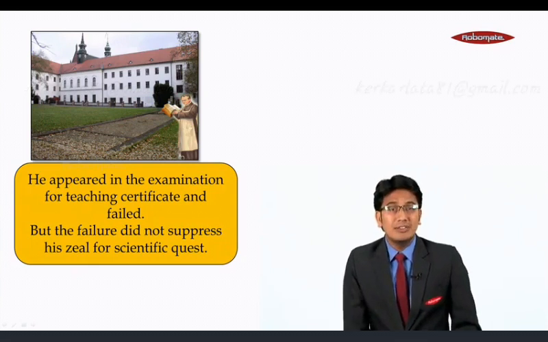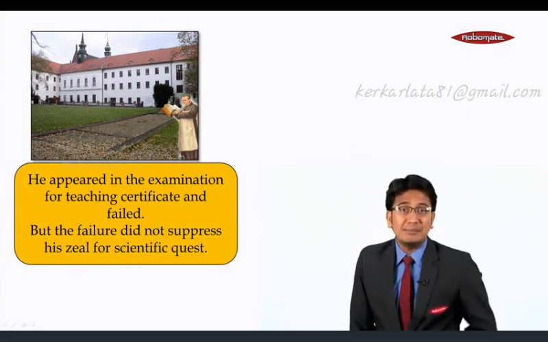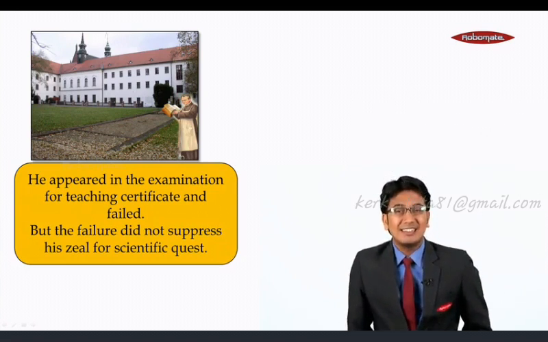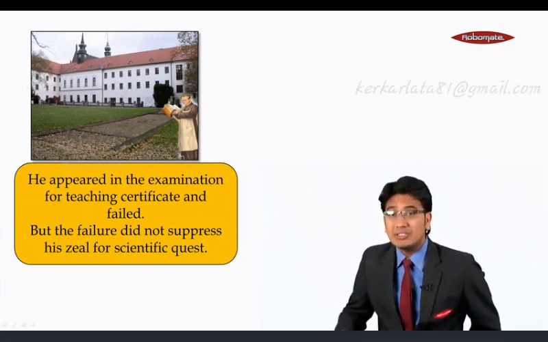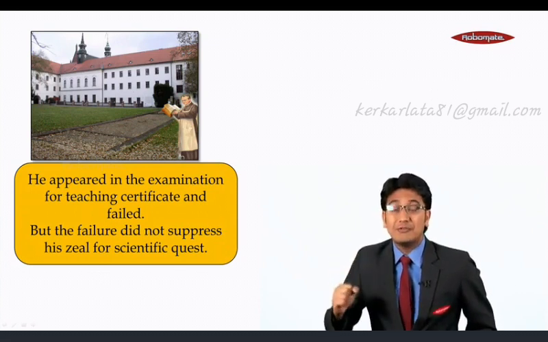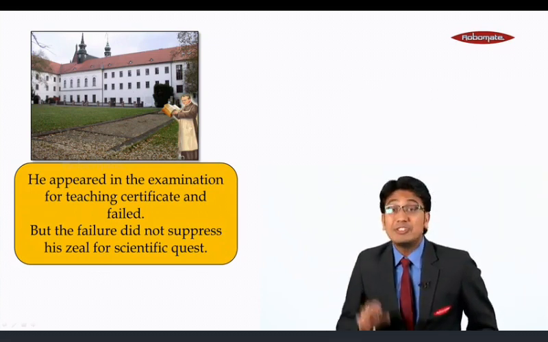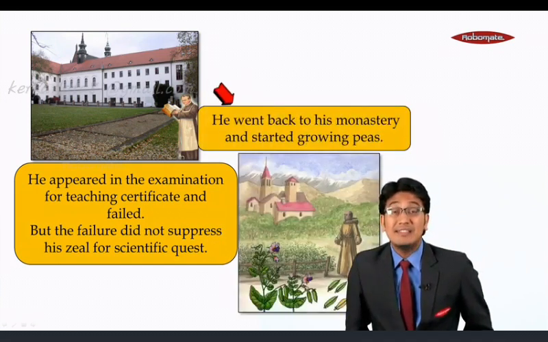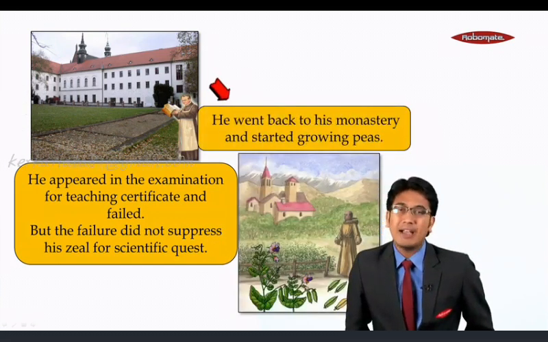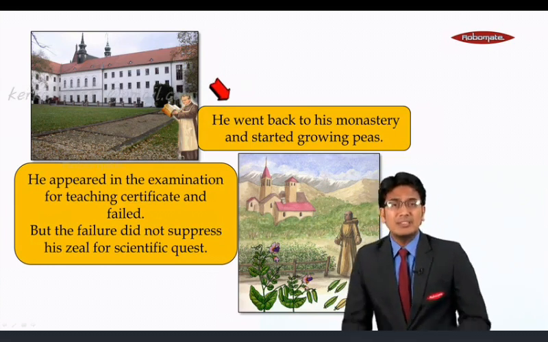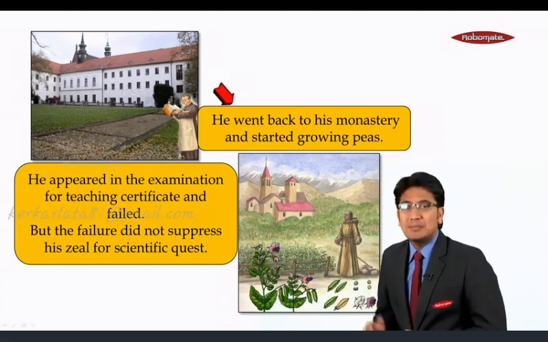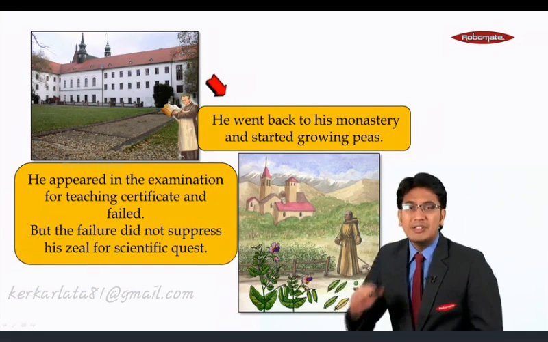He appeared three or four times again, but every time he failed. He thought he would never pass. But this failure did not suppress his zeal, his energy for scientific quest, for scientific curiosity. And then one day he went back to his monastery and started growing pea plants, because these pea plants were available. You can see the pea plants. He started growing pea plants in his monastery.